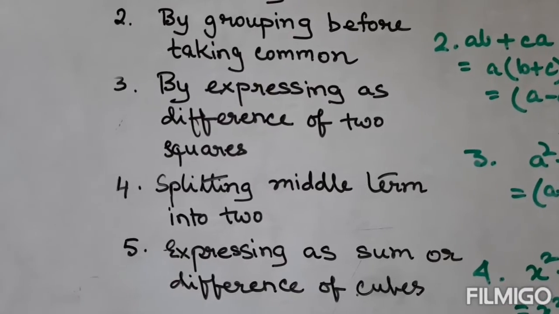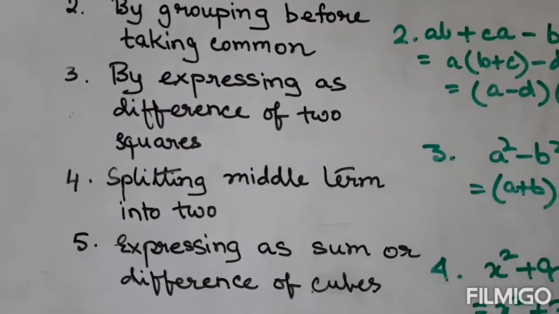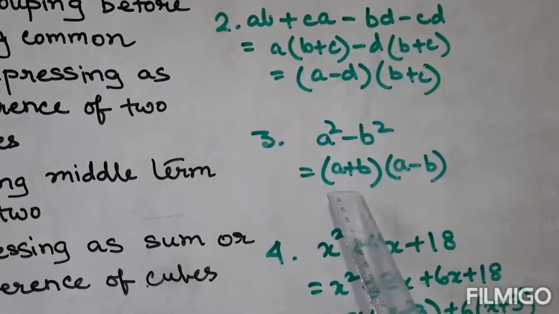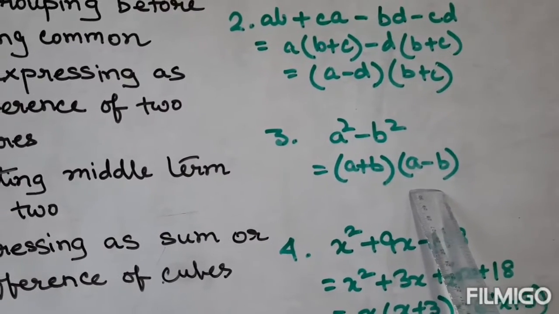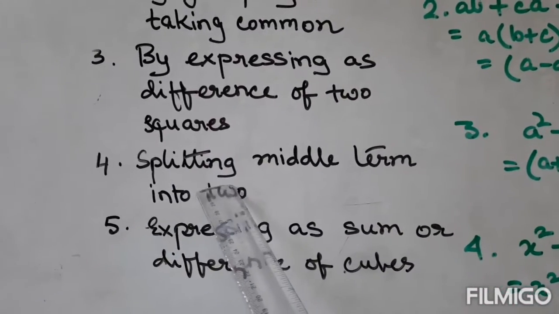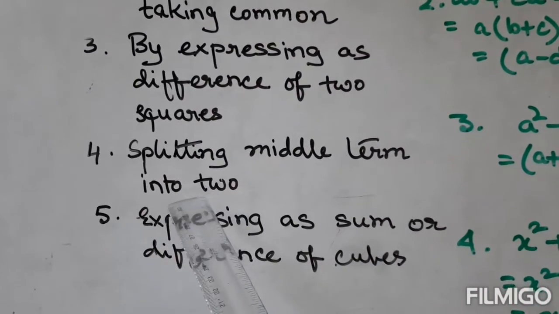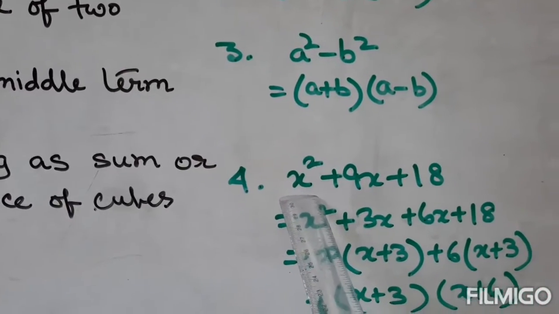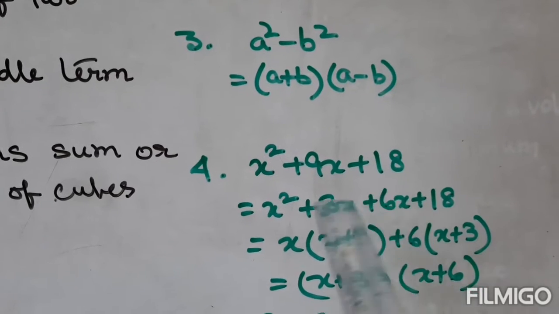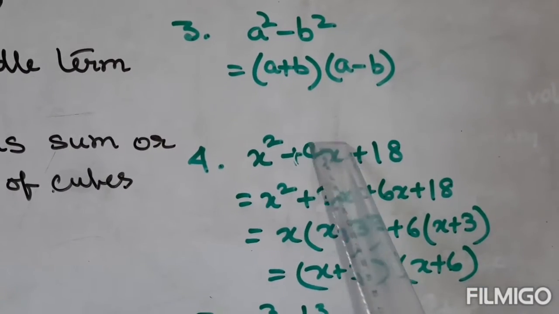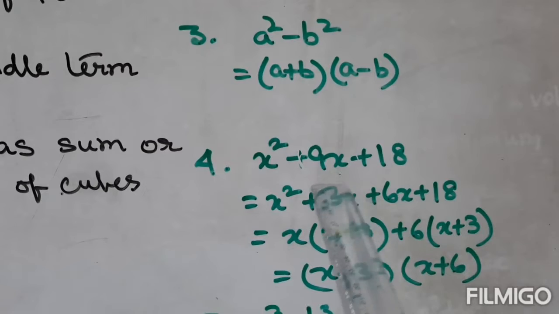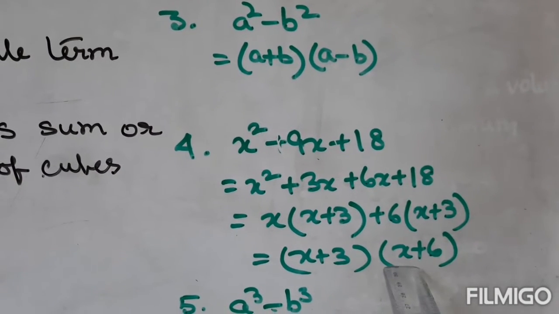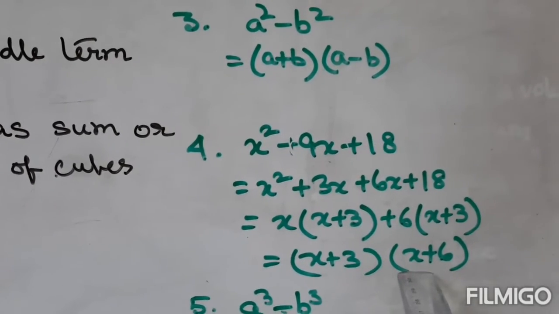We can also express as difference of two squares because we know A square minus B square is equal to the product of two factors, that is A plus B into A minus B. Next, we can split the middle term into two terms. Here we have x square plus 9x plus 18. We break or split the middle term 9x as 3x plus 6x. Then we take common and we express it as the product of two factors.